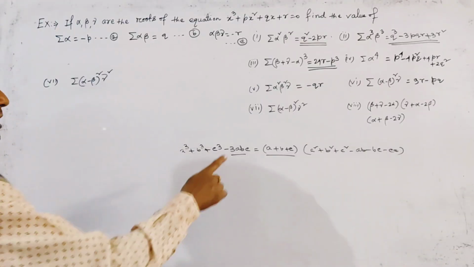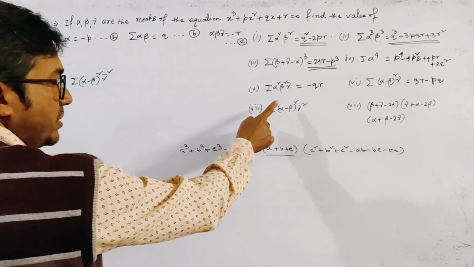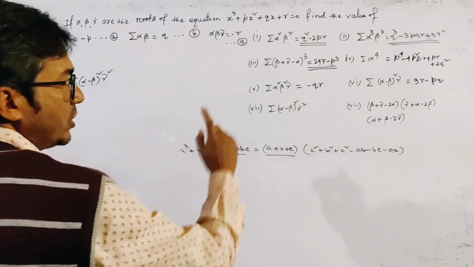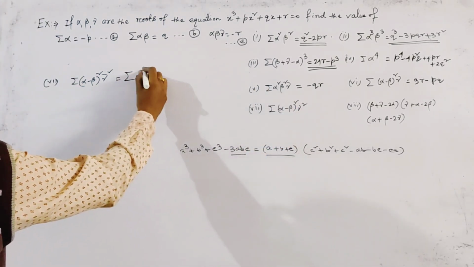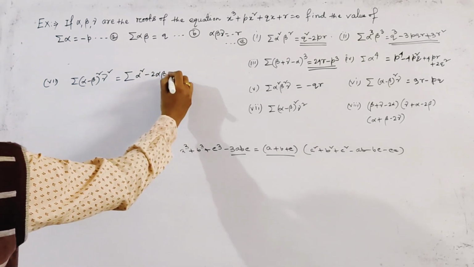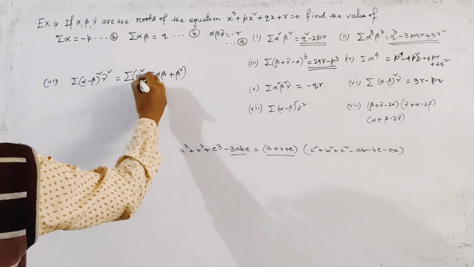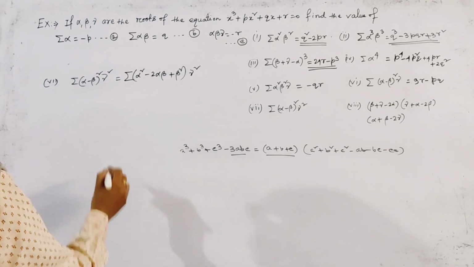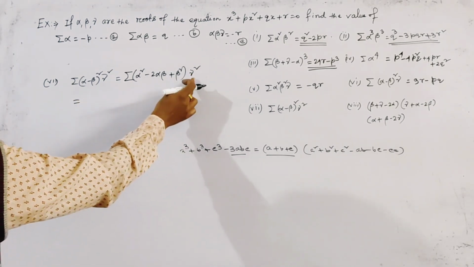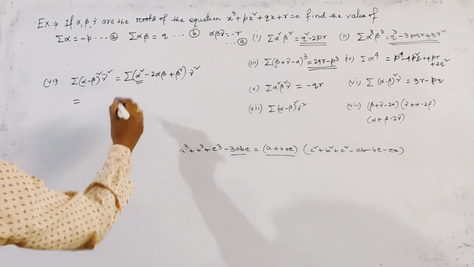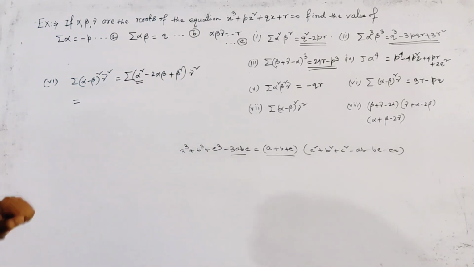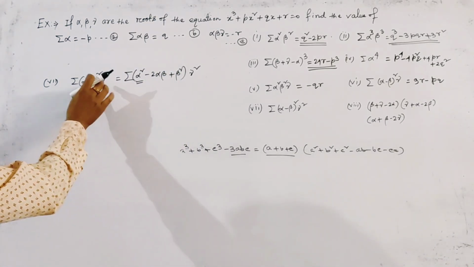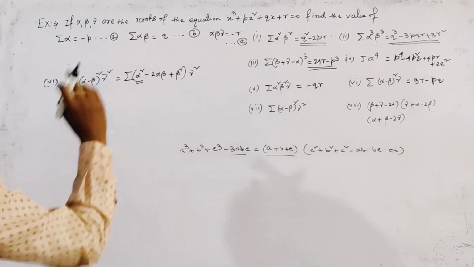For relation number 7, this is given by summation alpha minus beta whole square into gamma square, and expanding we get the result, this is alpha square minus 2 alpha beta plus beta square into gamma square. And when we multiply by gamma square we get two same type of term, this is alpha square gamma square and beta square gamma square. And in another two term we get also this type of term.